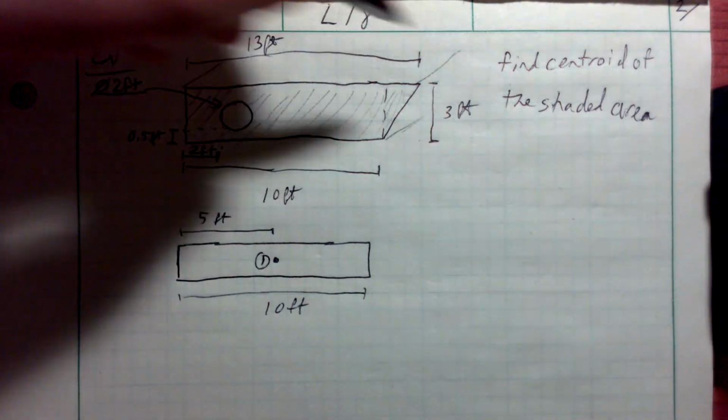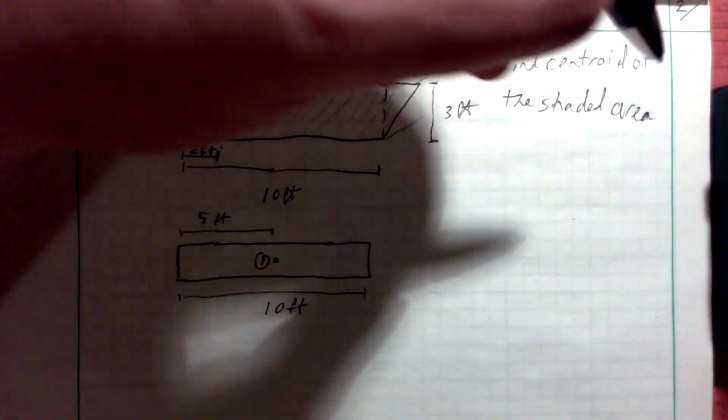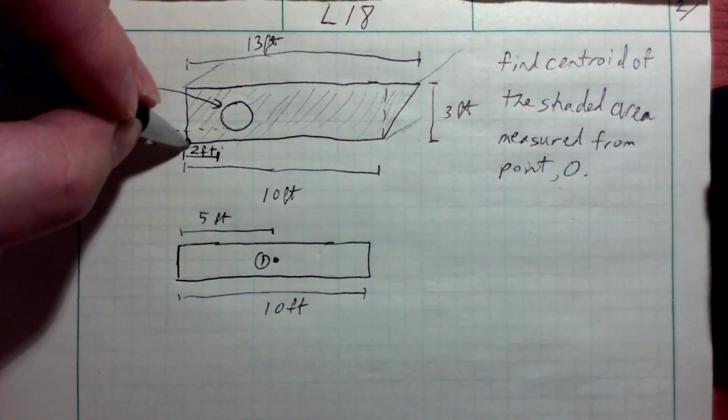And by the way, it's going to say find the centroid of the shaded area, and it's going to tell you where you measure it from, right? It's like, all right, well, how do I describe that? Well, measured from some point, and we'll say some point O, and that'll be designated on the diagram somewhere.